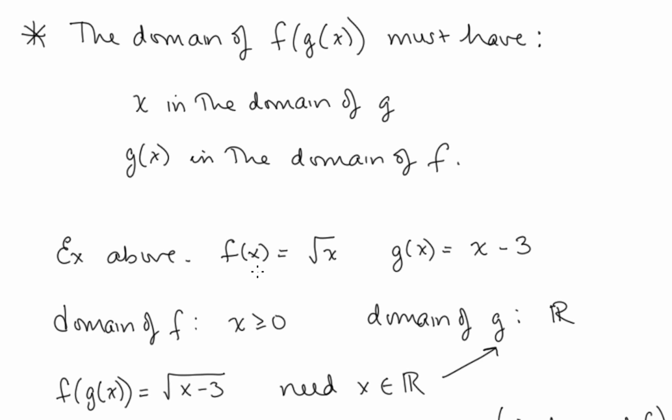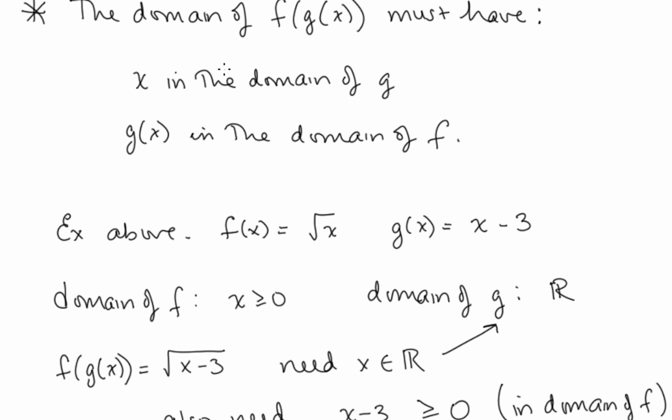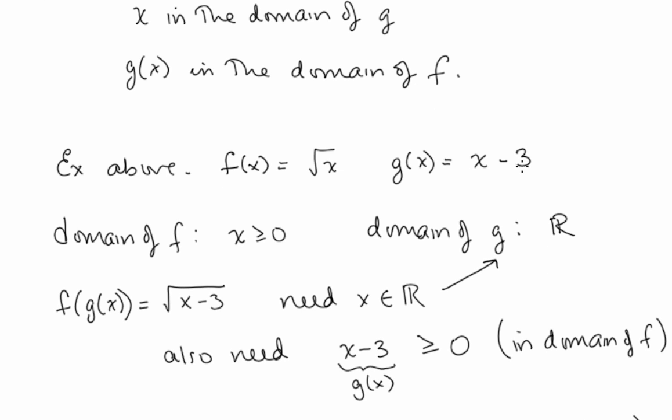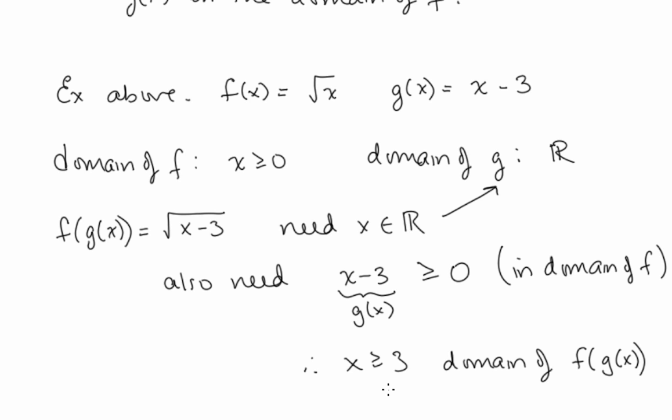So in the example above, we have f of x equals radical x and g of x equals x minus 3. The domain of f is x greater than or equal to 0, and the domain of g is all reals. So for the domain of f of g, we must have x in the domain of g. So we start out with x in the domain of g, so x is in all reals. And then we need g of x in the domain of f. So we need g of x, x minus 3, to be greater than or equal to 0. And so that says x must be greater than or equal to 3. And that's the domain of the composition function f of g.